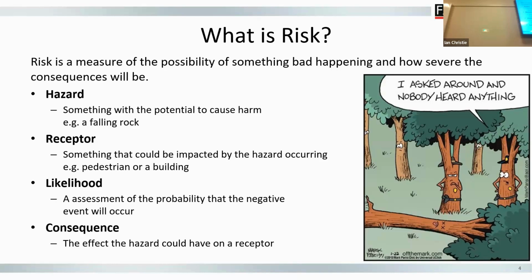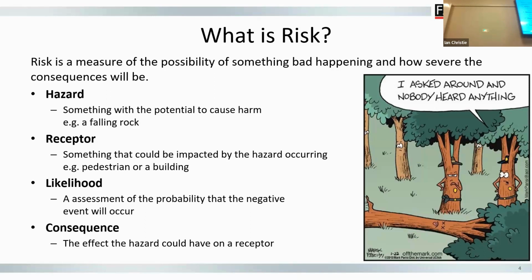We then need to ask, can that hazard impact anything? Is there a receptor? What I mean by that is it doesn't just necessarily have to be a pedestrian that rock could hit. Is there a building? Is there a structure or even a piece of infrastructure like a road or a path that could be affected?